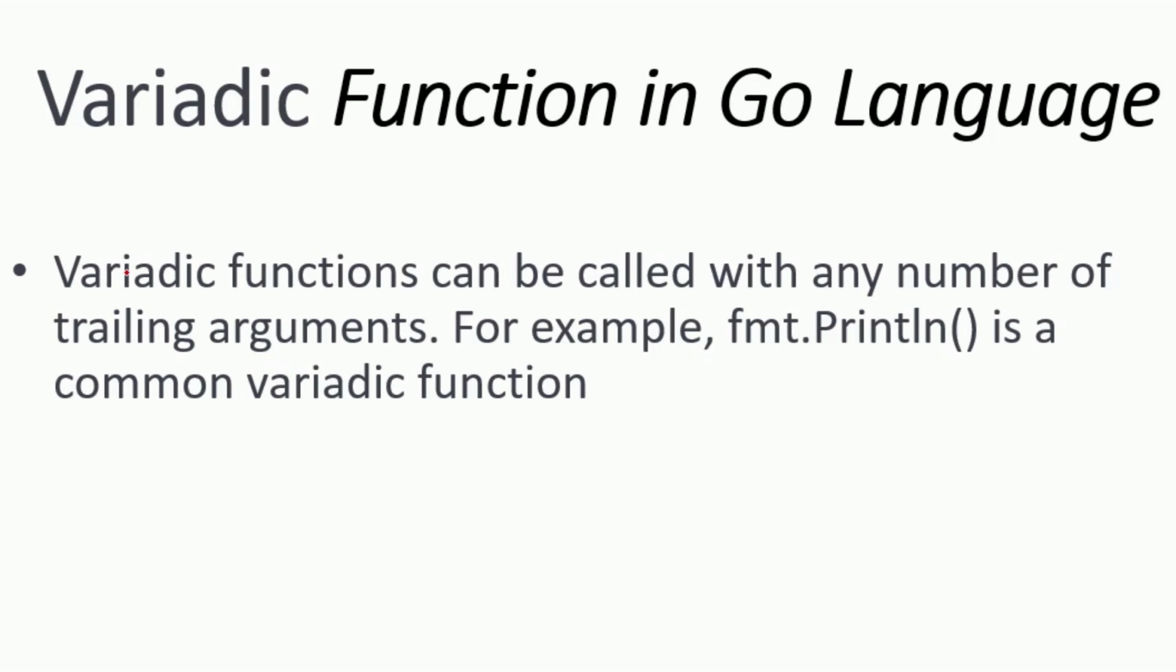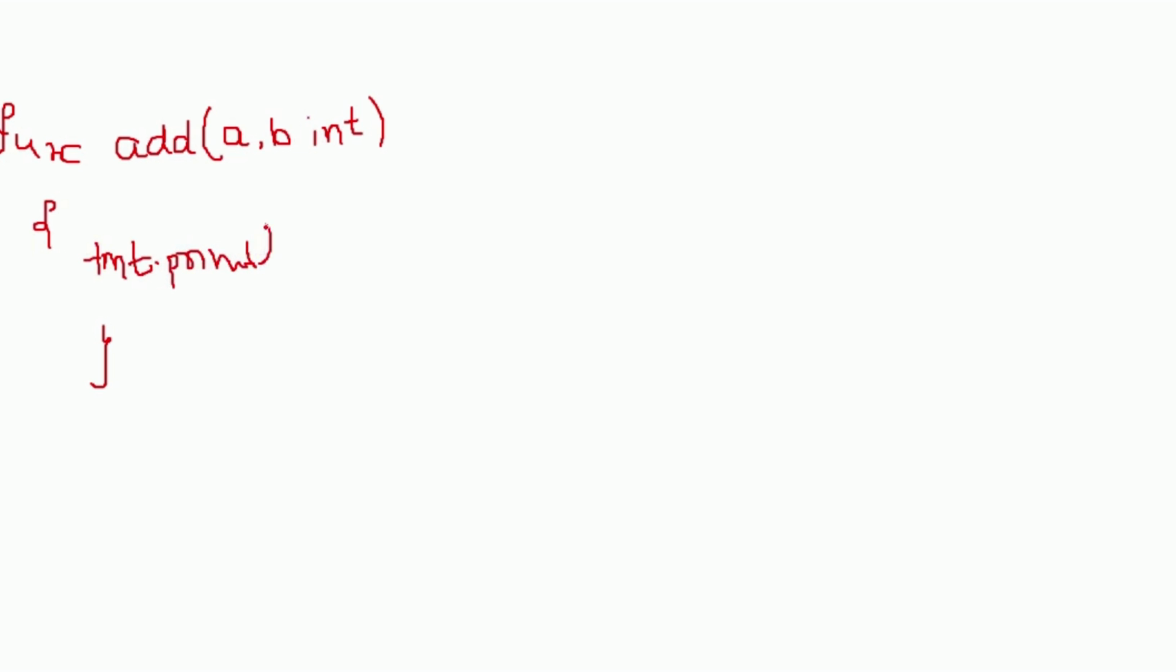So what does it mean? Let's understand it first. Whenever we create a function, let's say I am creating a function which adds two values. I write func, the function name, and here I pass the arguments. Let's say we have two arguments a and b of int type. Here I do my calculation, so I write fmt.Println a plus b, correct?